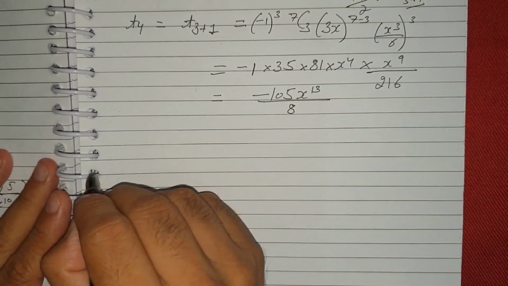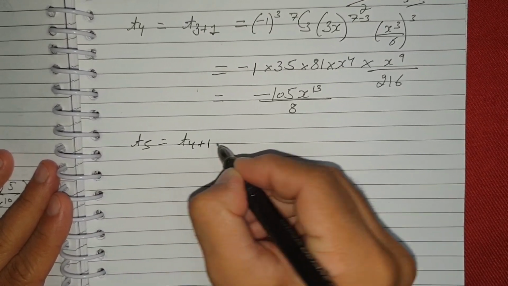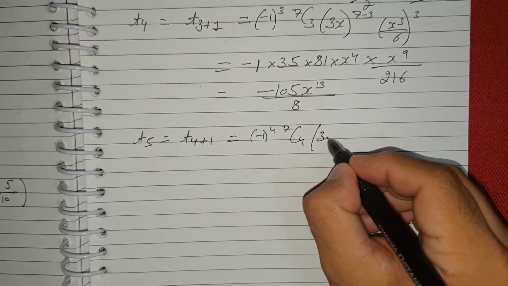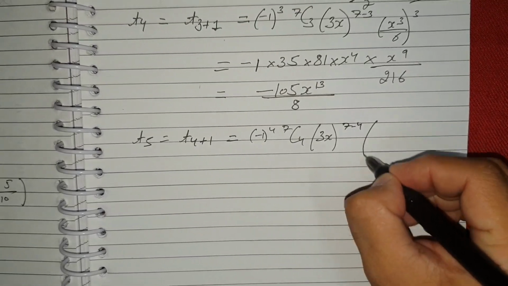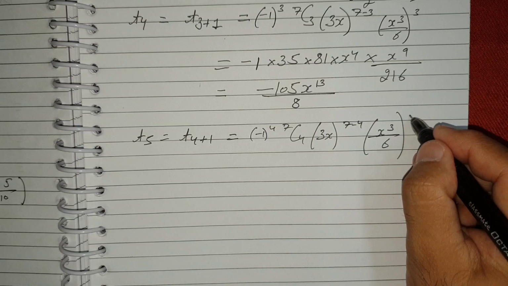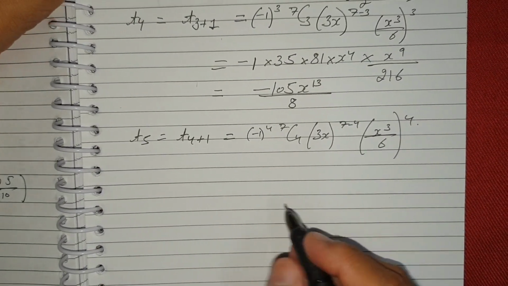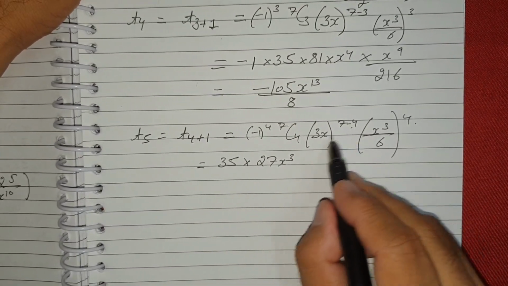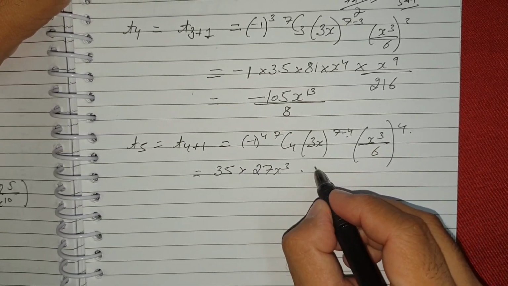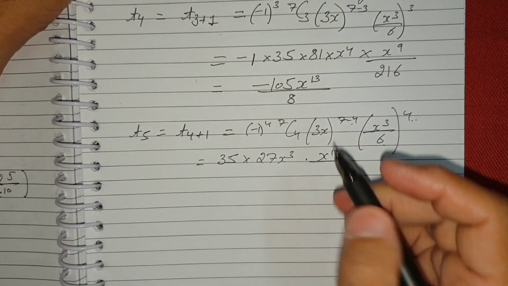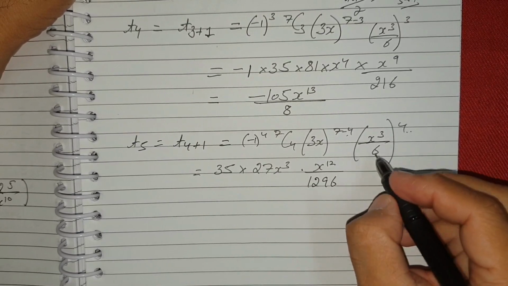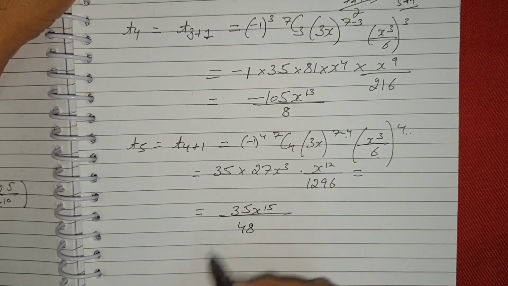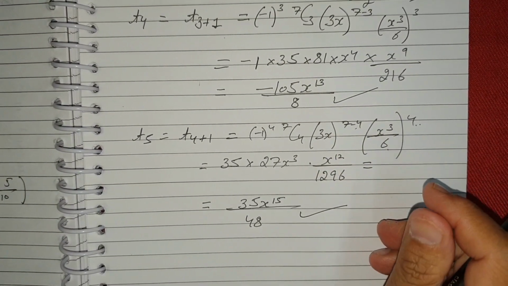Now, the fifth term, T5, is equal to T4 plus 1. Now, T4 plus 1 has minus 1 to the power 4. So, again the same formula, 7C4, 3x to the power 7 minus 4, and this is x cube by 6 to the power 4. Now, minus 1 to the power 4 is 1, 7C4 is 35, and this is 27 x cube, this is x to the power 12, and 6 to the power 4 is 1296. So, you have to solve this. On solving this, what you will get is 35 x to the power 15 by 48. So, this is our fourth term and this is our fifth term.